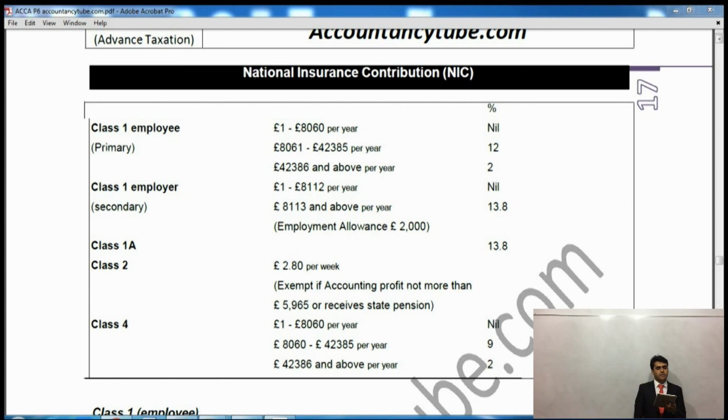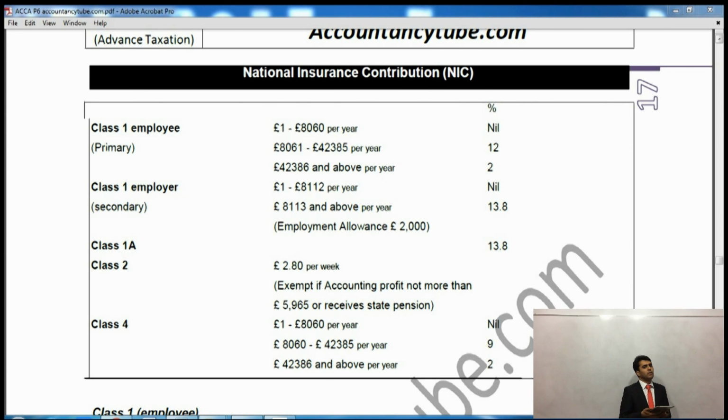Now class 2 is a standard rate of £2.80 per week. Whatever the duration of your employment is, you will have to multiply the weeks by the 2.80. It is exempt if accounting profit is no more than 5,965 or you receive state pension. Now say for example, if your profits are 5,965 or less than that, then you will not have to pay any class 2. But who will pay this class 2? Will the employer pay or the employee pay? No, it is not for employment, it is for self-employment.